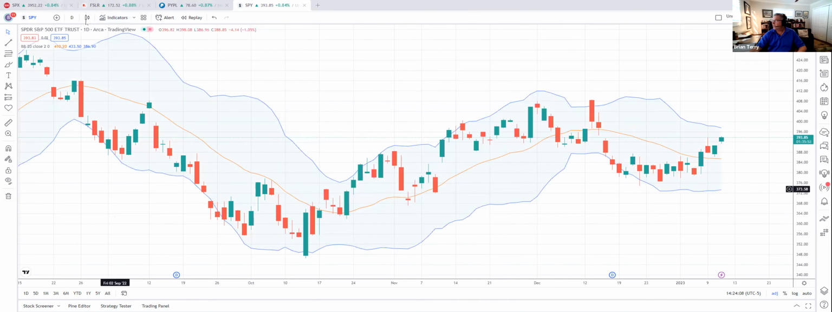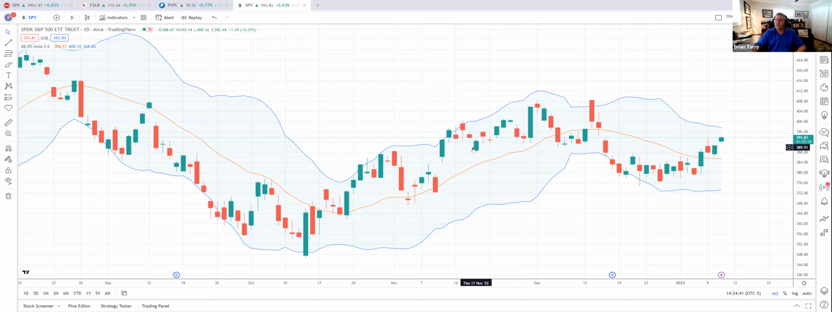Let me make sure it's set up. Yeah, it's 2 standard deviations. Okay, so here is the same chart using a Bollinger Band. Remember we said that if it goes above or below a level, it tends to reverse. Here you can see down here, it got below the Bollinger Band and went back up. And then you can see here, it went above the Bollinger Band and pulled back.